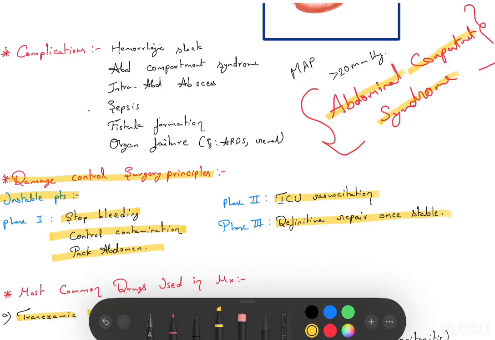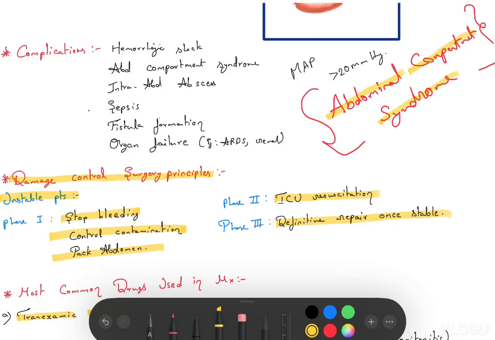Most common organ injured in blunt trauma is the spleen. Second most common injury is the liver. The most common hollow viscus injury is small bowel. The gold standard imaging for abdominal trauma is contrast CT scan. If the patient is unstable, the investigation is FAST. What does FAST stand for? Focused assessment with sonography in trauma. What does FAST detect? Free fluid.